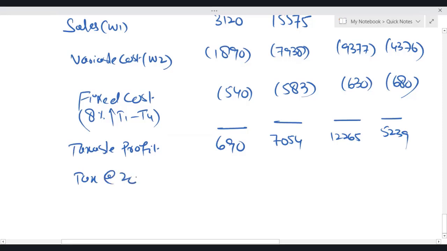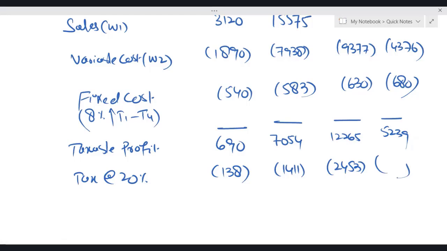Tax is 20% paid in the same year. 690 times 0.2 is 138. 7,054 times 20% is 1,410.8, so make it 1,411. 12,265 into 20% is 2,453. 5,239 times 20% is 1,047.8, so make it 1,048.